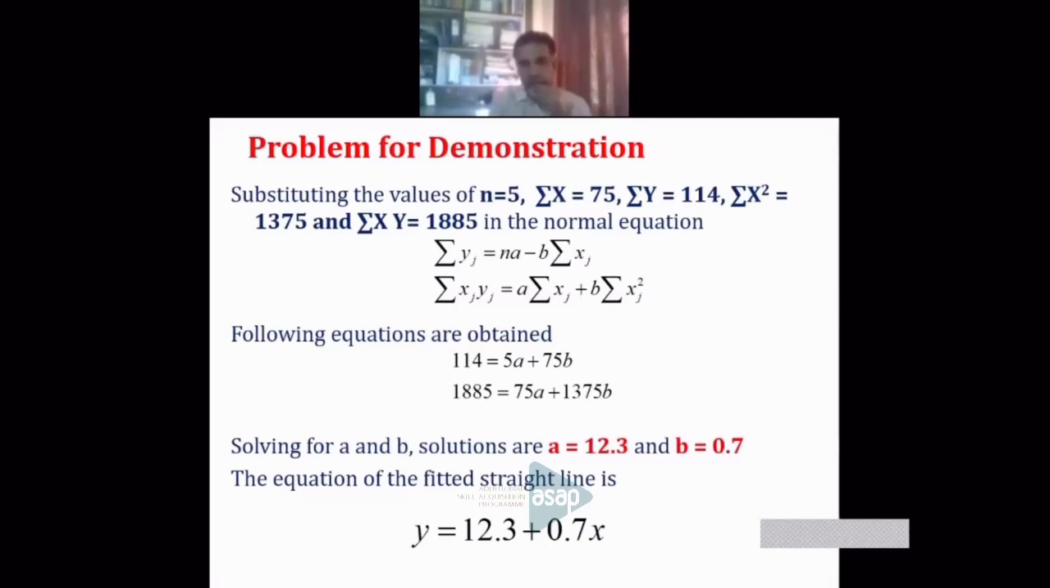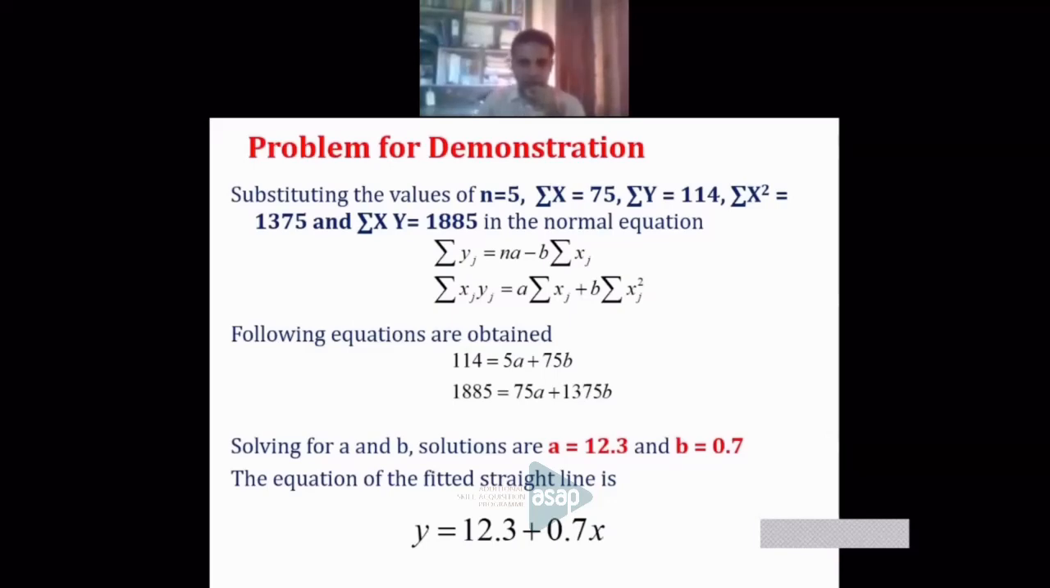So Na plus b sigma xj. That's why n is 5, 5a plus b into sigma xj is 75, and this is 75. This is 135 for x squared, and the xy sum is 1885. So that's the linear equation to solve, and you get this as a straight line. So solve, and this is how you fit a straight line. The straight line which fits this data is given as y is equal to 12.3 plus 0.7x.